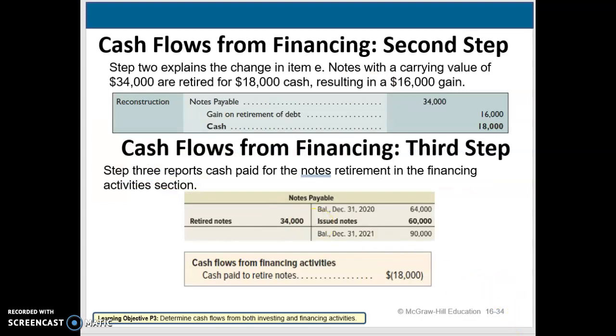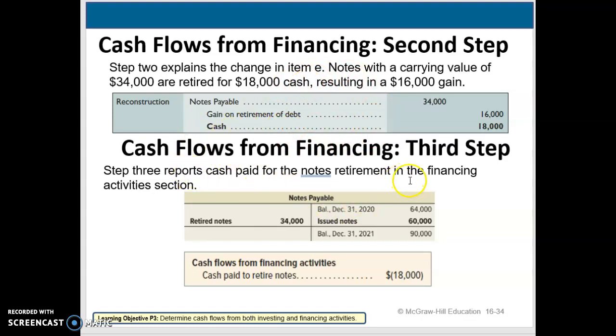So we're going to have the reconstruction of our journal entry up here. Step 2 is explaining the change in item E. We have notes with a carrying value of $34,000. They're being retired for $18,000 cash, which gives us a $16,000 gain. So if we put that entry together, we would see a debit to notes payable for $34,000, a credit to the gain on retirement of debt, and a credit to cash for $18,000. So that's our reconstructed journal entry.